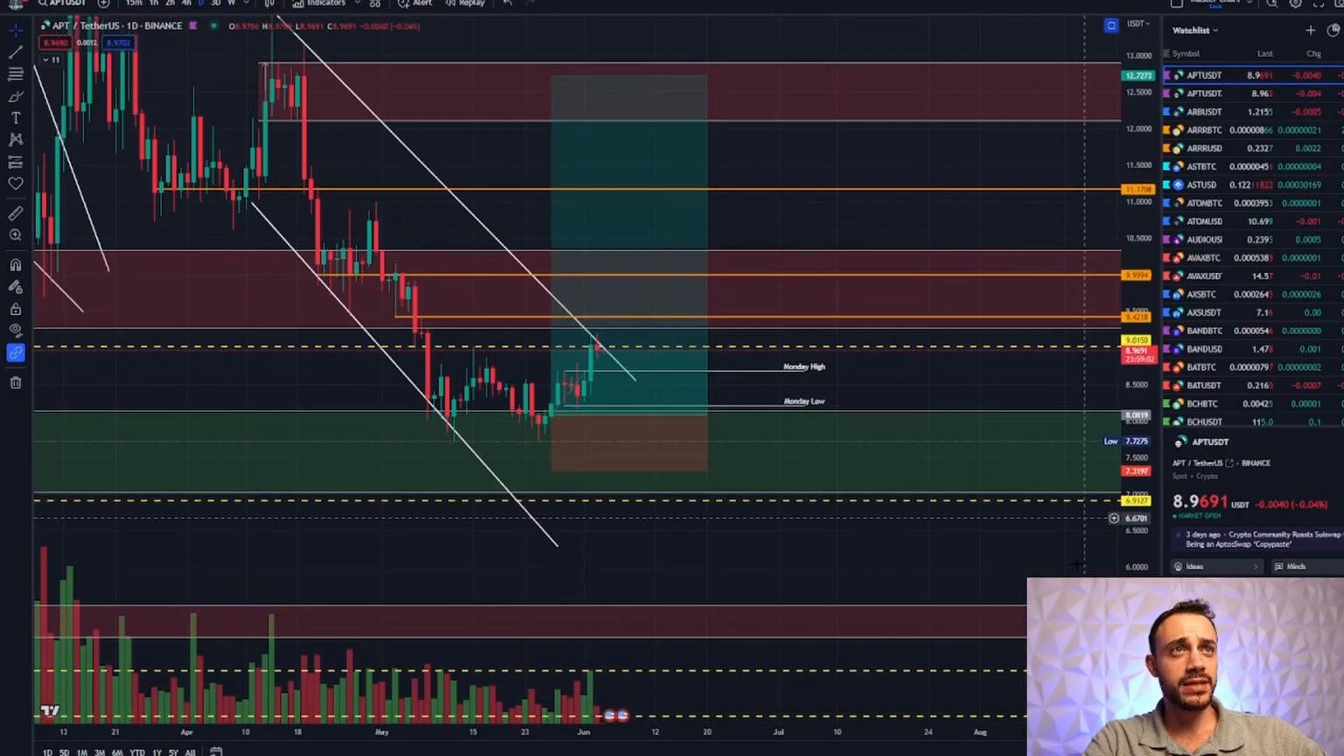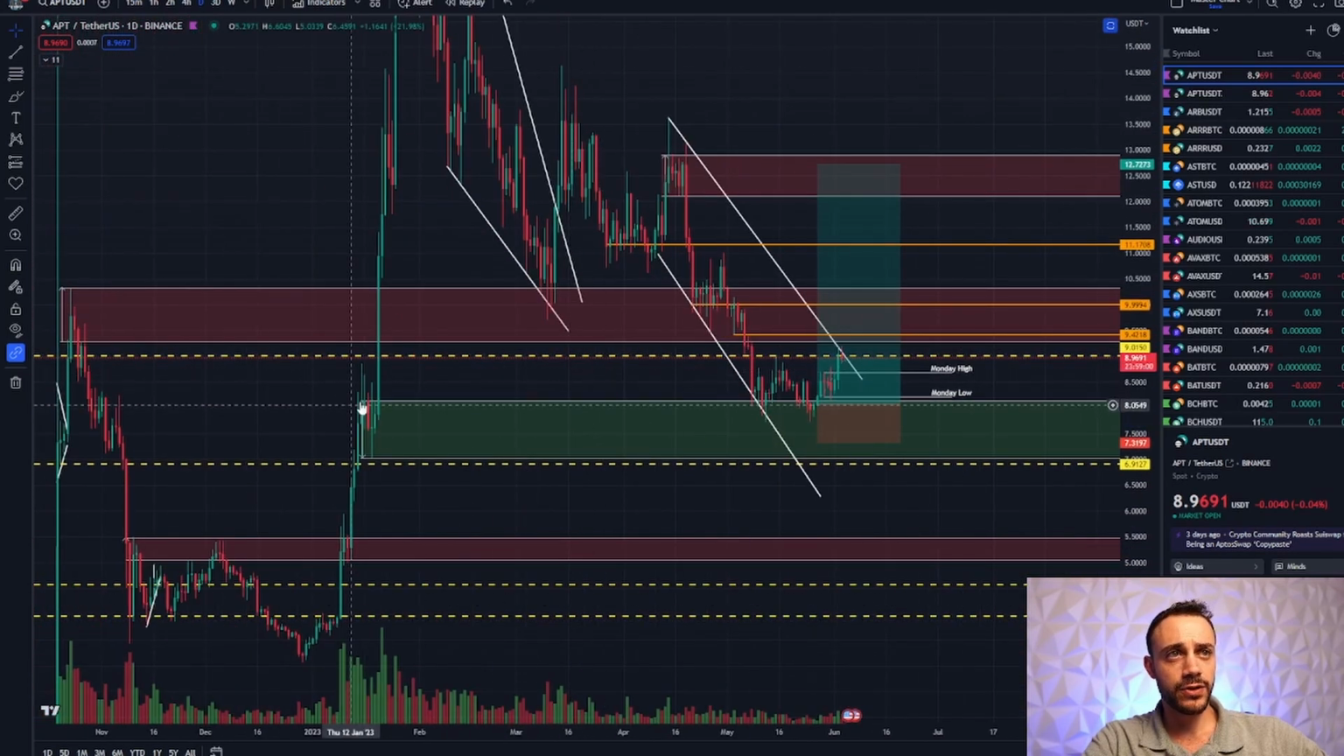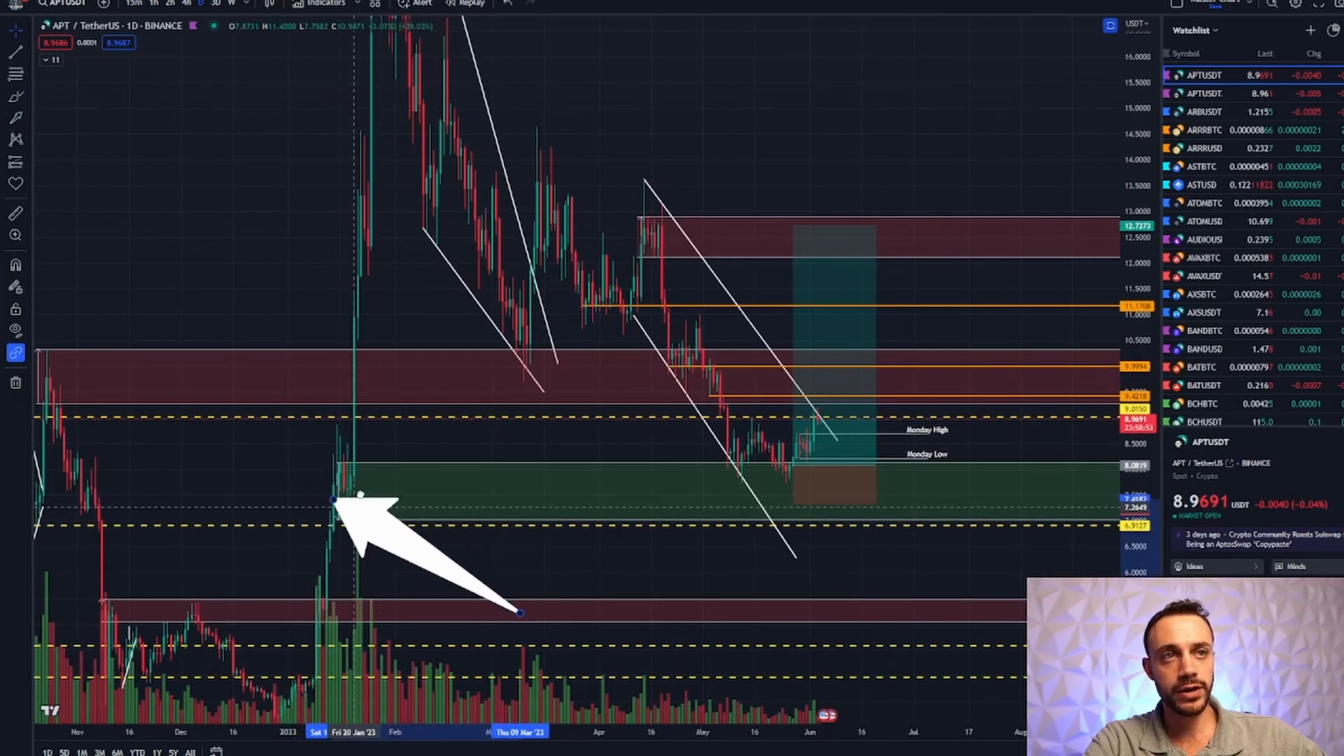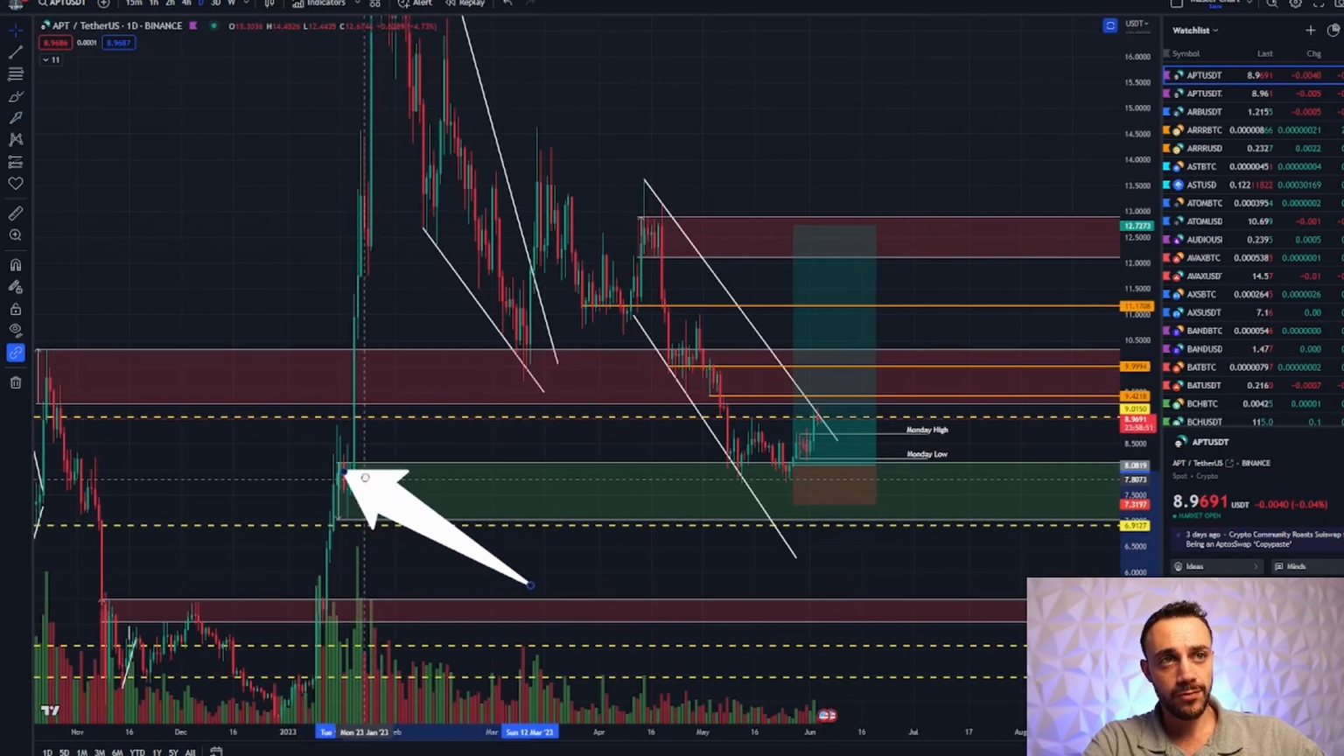So for APT here on the daily time frame, first things first, APT had a massive run up in January of 2023, and on its run up it formed a demand zone.